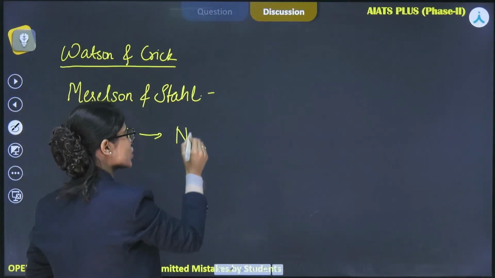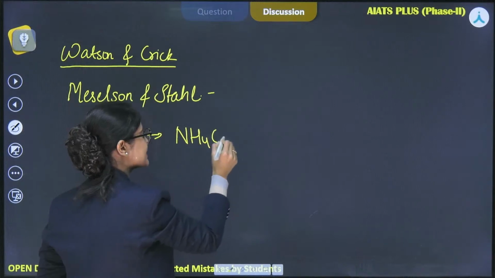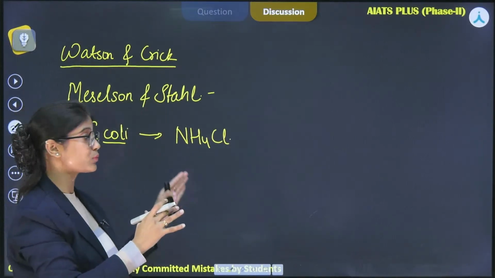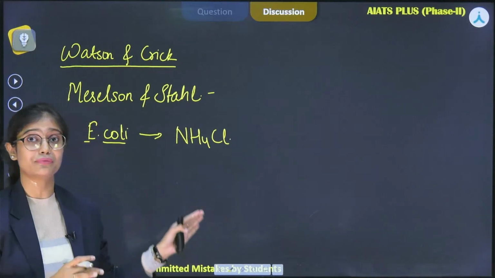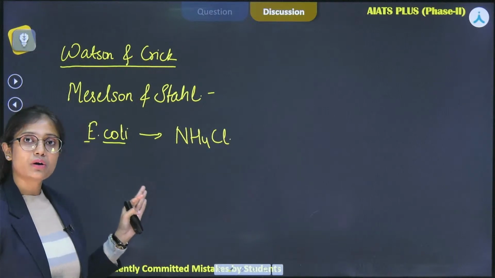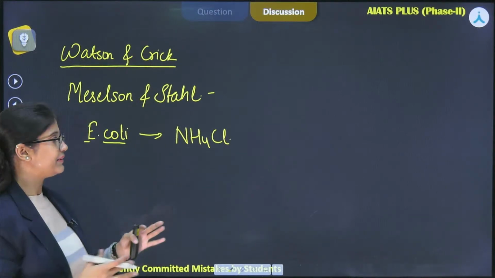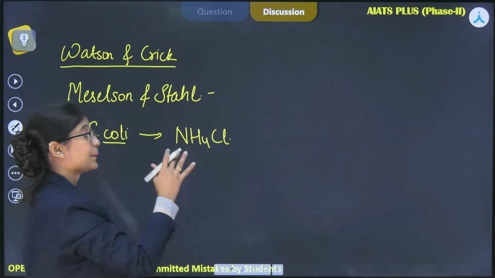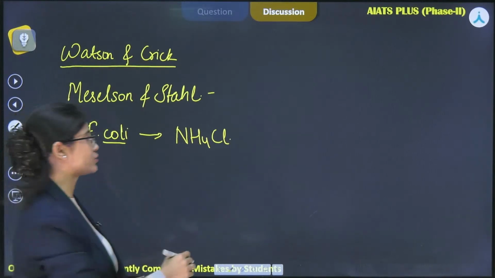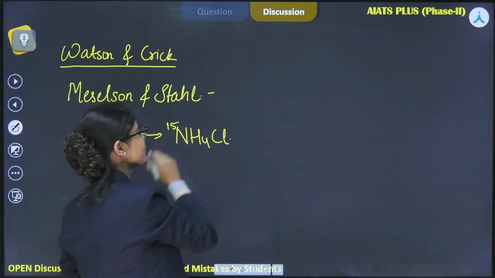which consists of NH4Cl, ammonium chloride. The medium consists of ammonium chloride, which is the only source of nitrogen in the medium, which is required by the E. coli for their growth and development, or we can say the replication. But the twist is that they put heavy isotope of nitrogen in them, that means N15.